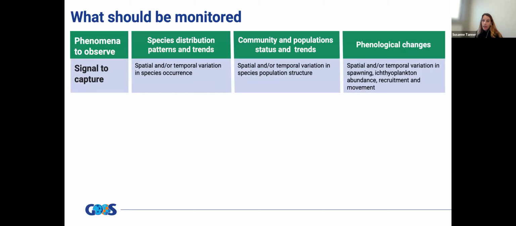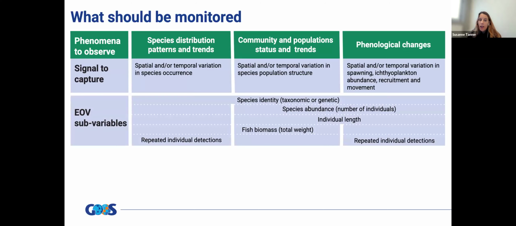Community and population status and trends, which refer to changes in the structure of fish populations or assemblages, such as shifts in size structure or relative abundance among species. And finally, phenological changes. Phenology tells us when key life history events occur. For fishes, this includes changes in spawning timing, the abundance and distribution of ichthyoplankton, recruitment pulses, and migration or movement patterns. Next, please.